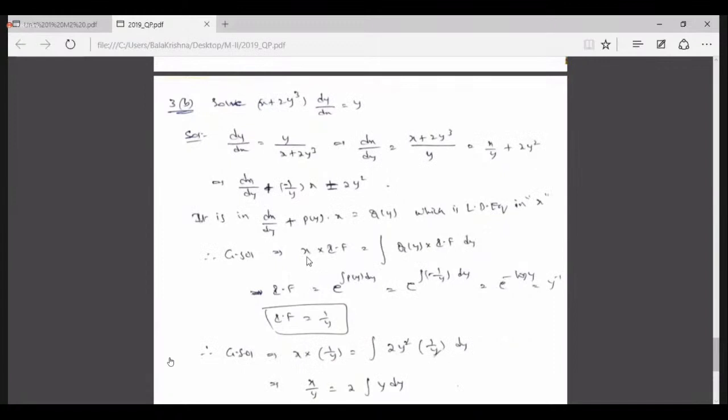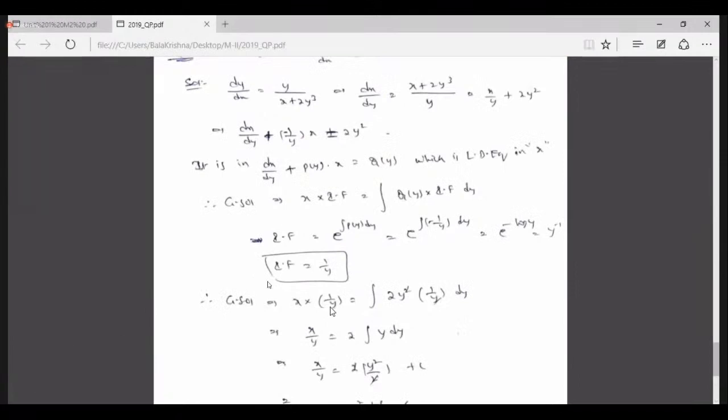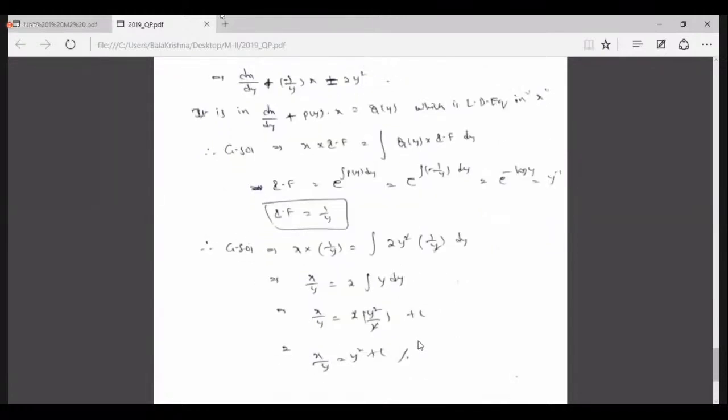Therefore the solution will be x into integrating factor is equal to integral q of y into integrating factor into dy, where integrating factor is e power integral p of y into dy, where p of y is given as minus 1 by y. So it will be y power minus 1, that is 1 by y. Multiplying over here, x into 1 by y is equal to q of y, which is 2y square, into integrating factor 1 by y. Simplifying this, you will have the result.